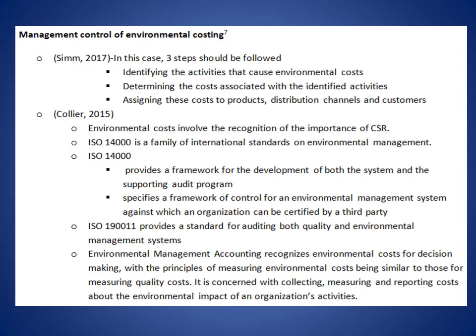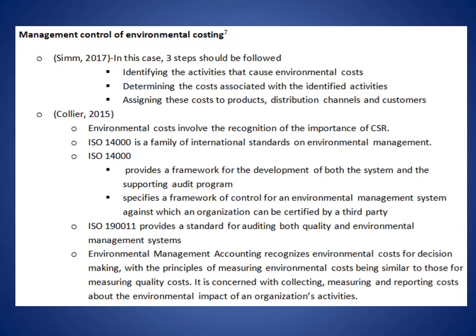Considering management control of environmental costing, according to CIM 2017, there are three steps that should be followed. First, you have to identify the activities that cause environmental cost, then you have to determine the costs associated with the identified activities, and you have to assign these costs to products, distribution channels, and customers.